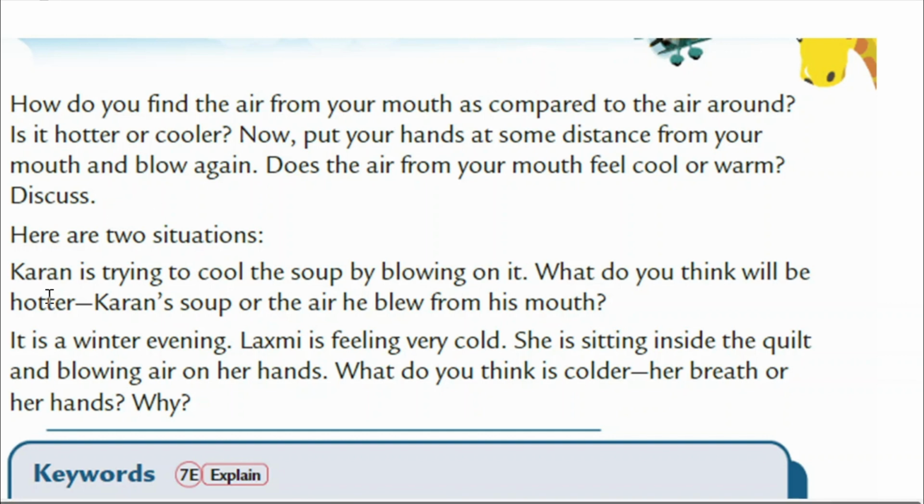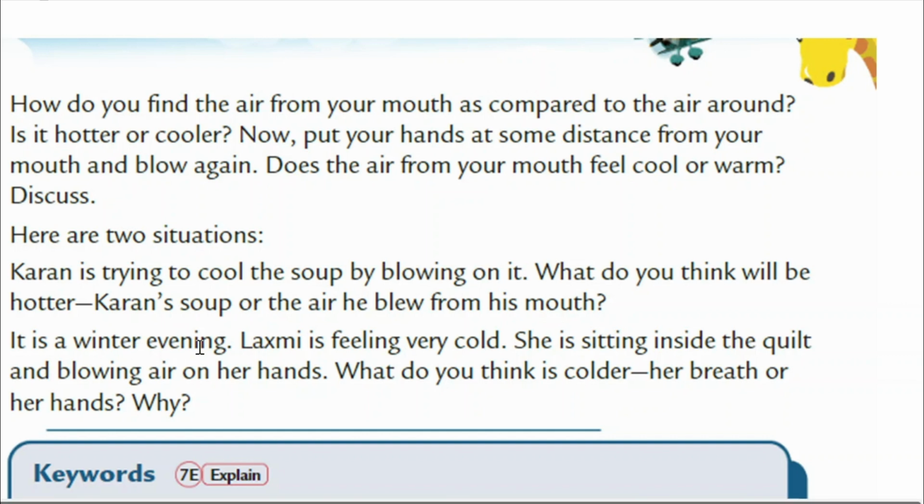Now here is the situation. Karan is trying to cool the soup by blowing on it. So they are asking us what's hotter, Karan's soup or the air he blew from his mouth. Of course the soup is hotter. That's why Karan is trying to cool it down by blowing the air. Now whenever you blow the air from some distance, it is somewhat normal.